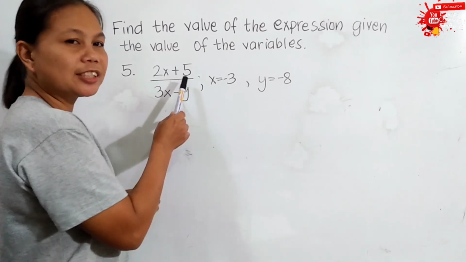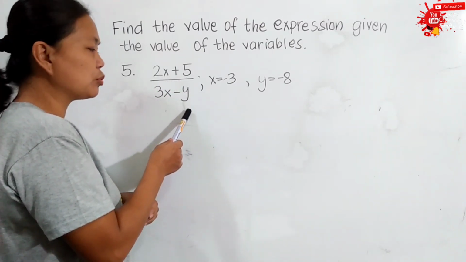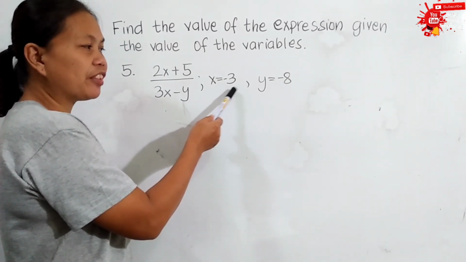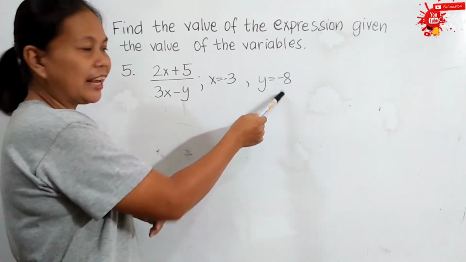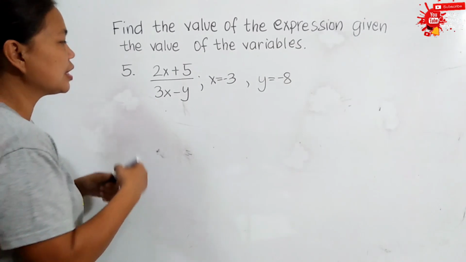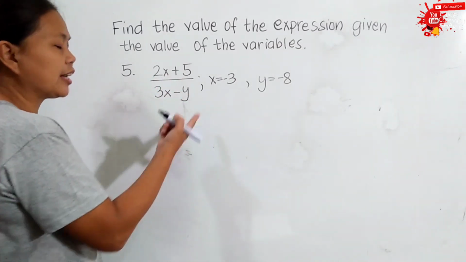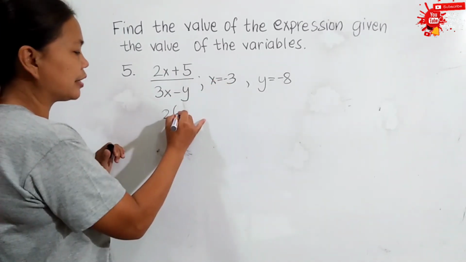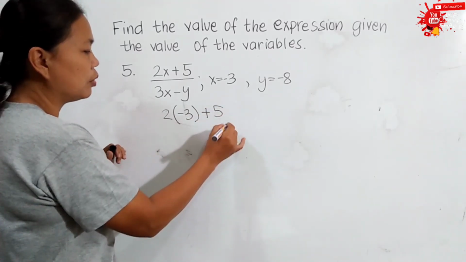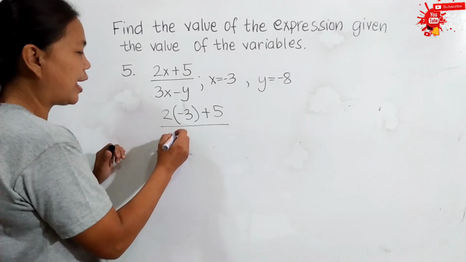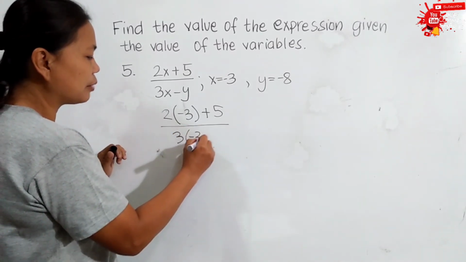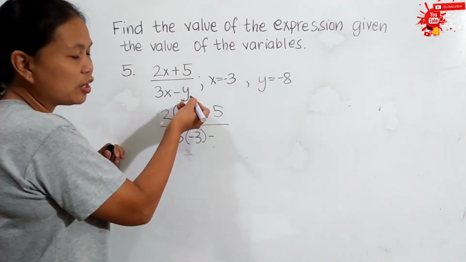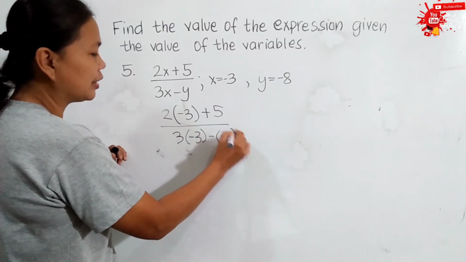So, we are given here 2x plus 5 all over 3x minus y. So, we will get the value of this algebraic expression if we are given the value of x, which is negative 3, and the value of y, which is negative 8. So, let us substitute the given values. So, again, 2x means 2 times x, and 3x means 3 times x. So, we have here 2 times the value of x, which is negative 3. We have plus 5 all over 3 times x. So we will have here 3 times negative 3 minus the value of y, which is negative 8. So we have negative 8.